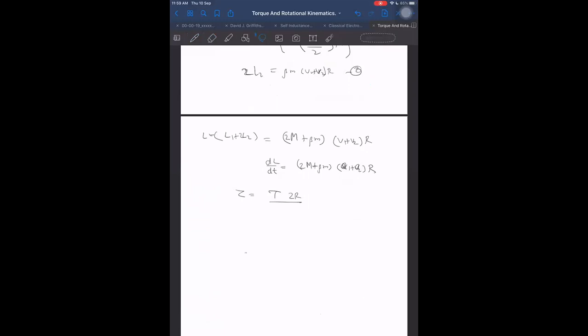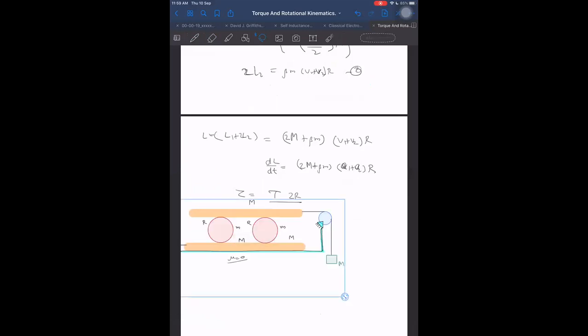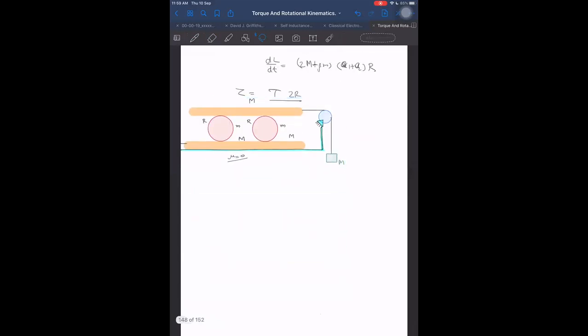I have to make a new diagram again. Are you there with me? Hello? Yes, sir. Yes, sir. Okay, right. So sorry.